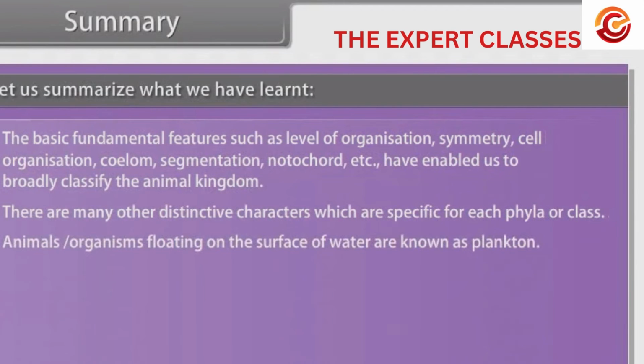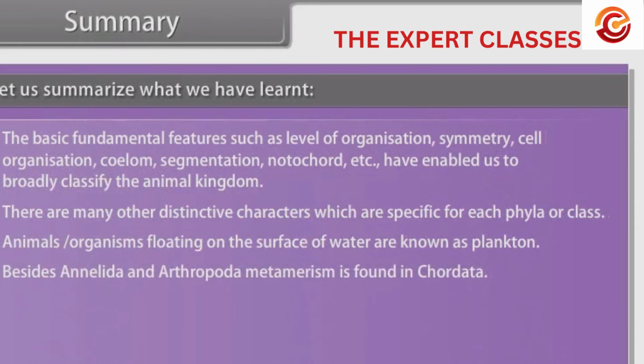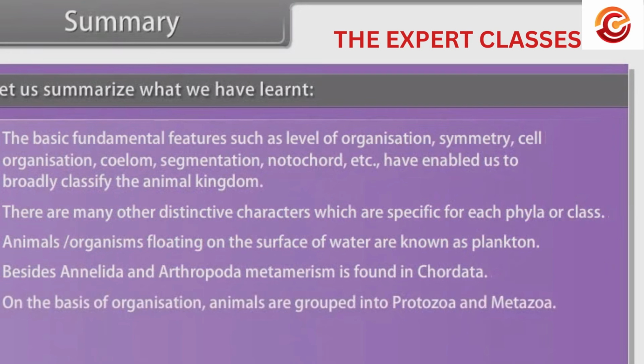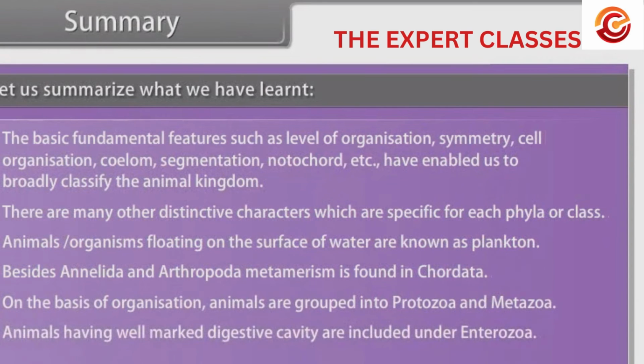Animals or organisms floating on the surface of water are known as plankton. Besides Annelida and Arthropoda, metamerism is found in Chordata. On the basis of organization, animals are grouped into protozoa and metazoa. Animals having a well-marked digestive cavity are included under Enterozoa. A true coelom is absent in phylum Platyhelminthes and Nematoda.